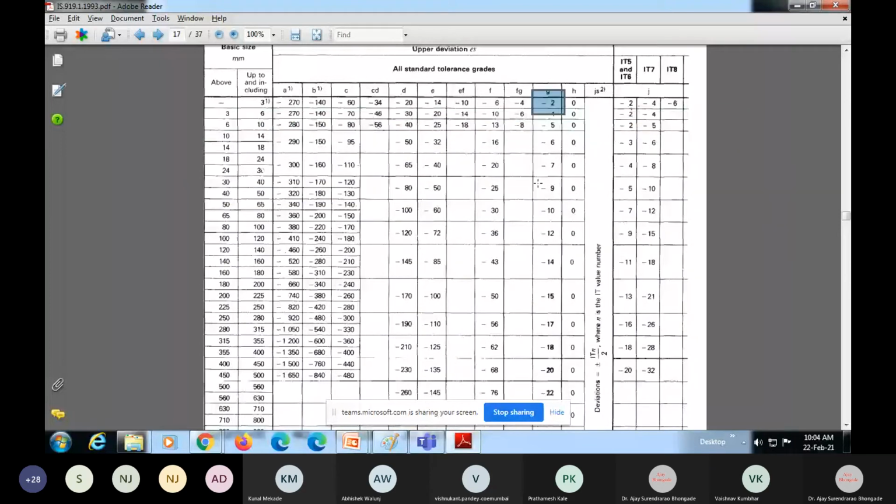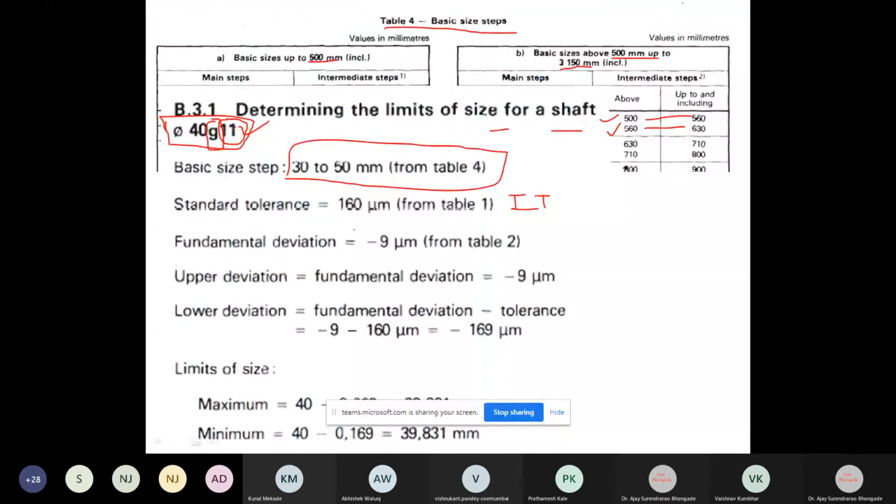Yes, sir. So minus 9 is what corresponds to G and particular step 30 to 50. Minus 9 indicates the upper deviation of the shaft. Now, since it indicates a minus figure, it means it is below the zero line. So that is what minus 9 micrometer from table 2 means, that it is below the line.